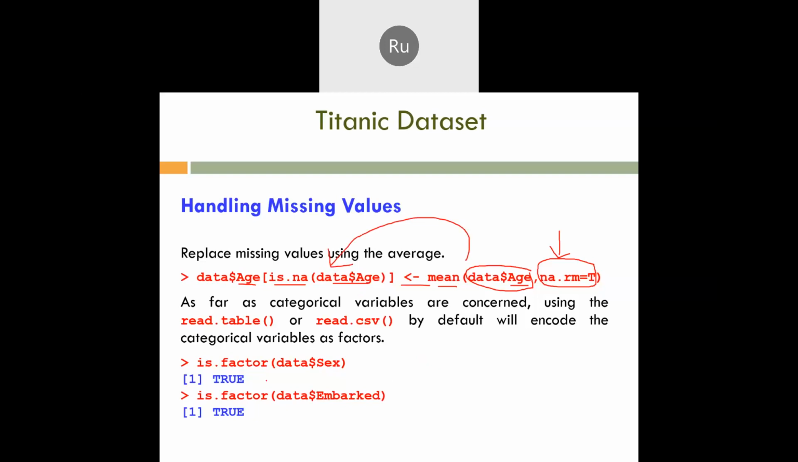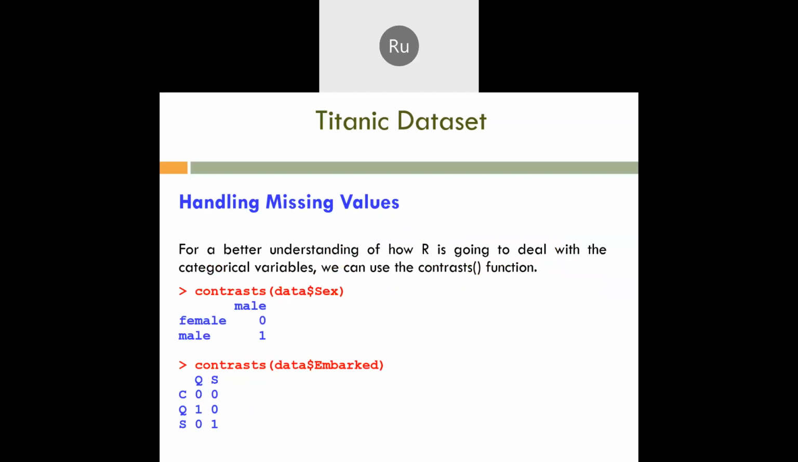And we also double check whether the gender or sex or this embark is a factor or label or not. Factors are ordinal or nominal values. Okay, we also look at the sex here and also the embark here. So we can use this contrasts function to look at the categorical values or variables that we have.